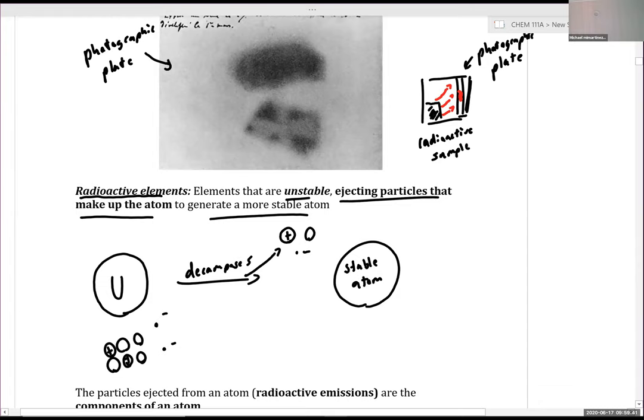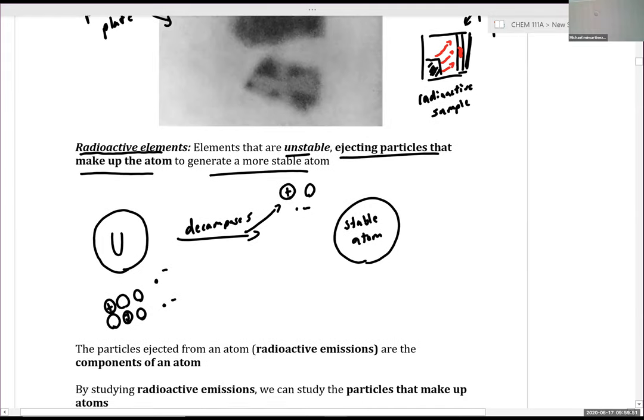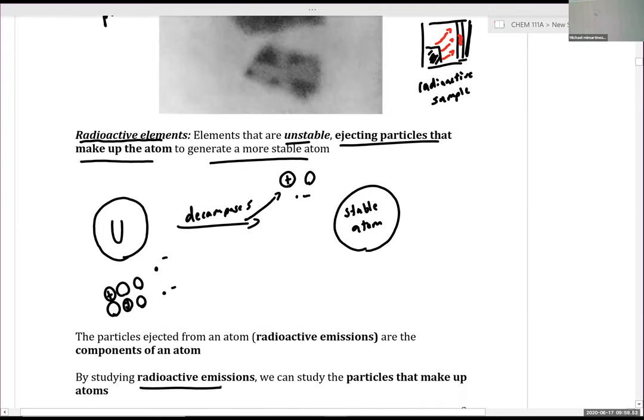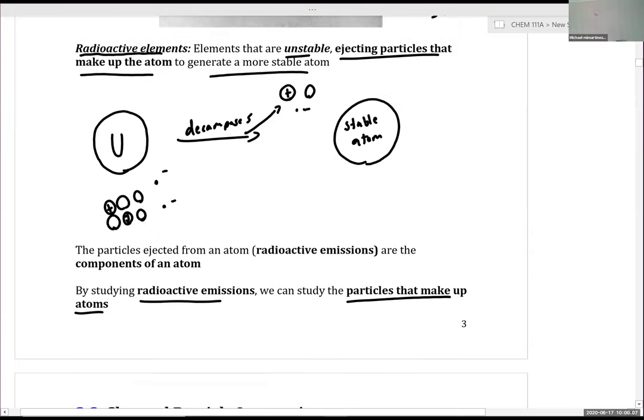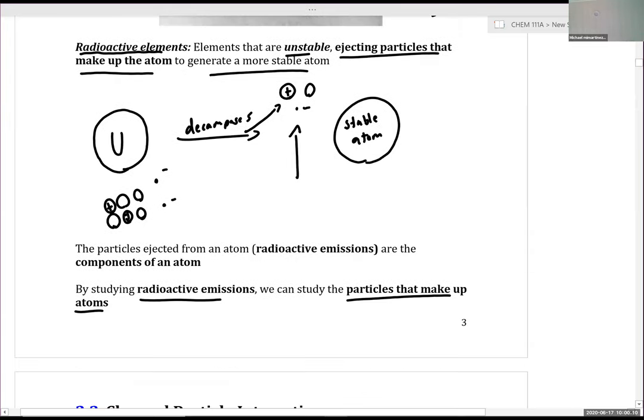Now, because when a radioactive element decomposes, it emits the particles that make up an atom, by studying radioactive emissions, we can study the particles that comprise an atom. So this really gives us a tool to begin to study the fundamental components of an atom. These are component subatomic particles.